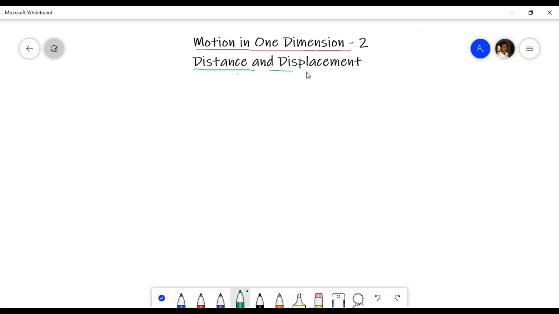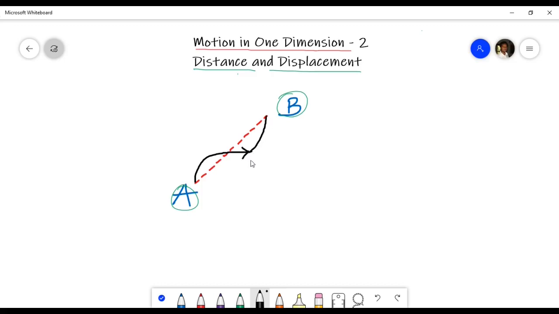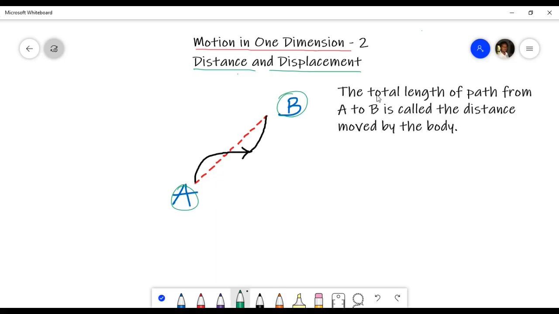Let us understand about distance and displacement. Now let's take a point A and the other point is B. Let's say that point A is the initial point and point B is the final position or final point, and that dotted red line that you see there is a straight path. Suppose a person wants to travel in a not a straight path, right? Suppose a person just wants to diverge his or her path, that is marked by the black color that you see there. So the total length of path from A to B is called the distance moved by the body, the black mark that you see there, right?